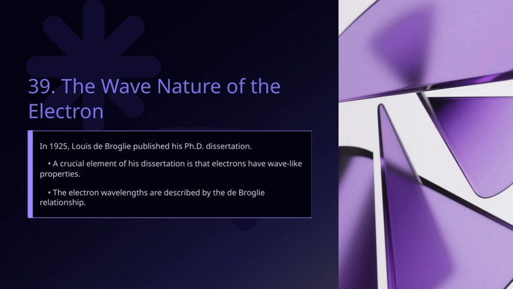Essentially, he suggested that electrons, which we usually think of as particles, also have wave characteristics, and their wavelengths can be calculated using the de Broglie equation. This was a major step in understanding quantum behavior and helped bridge the gap between classical and quantum physics. So, in summary, the wave nature of the electron is fundamental to modern quantum theory, and de Broglie's work was instrumental in establishing this concept.